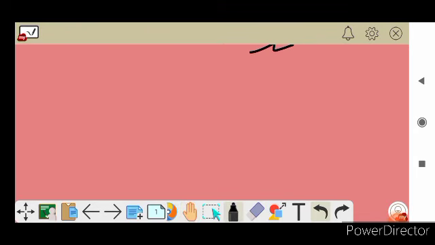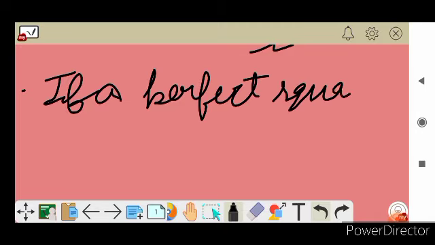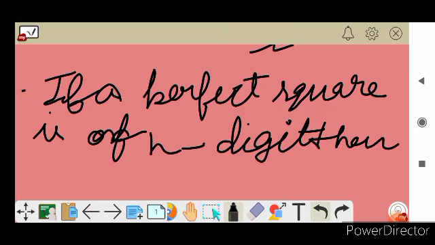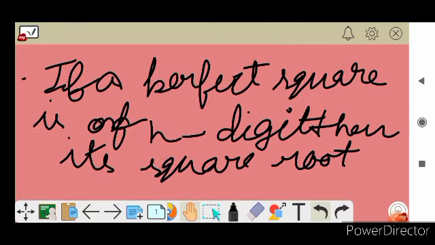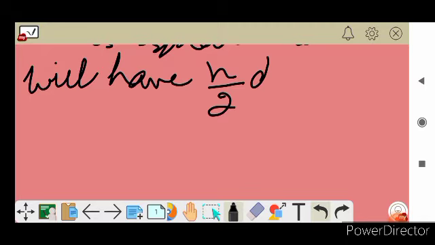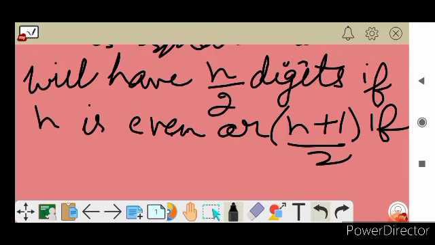And next is, if a perfect square is of n digits, then its square root will have n upon 2 digits if n is even, or n plus 1 upon 2 if n is odd.